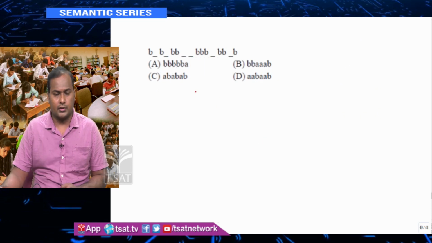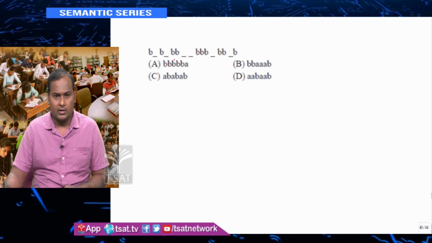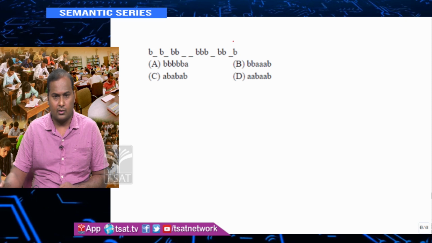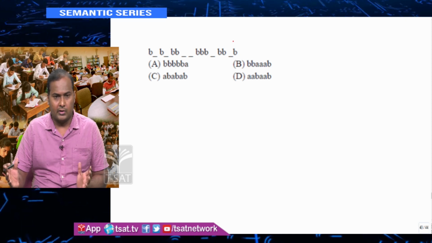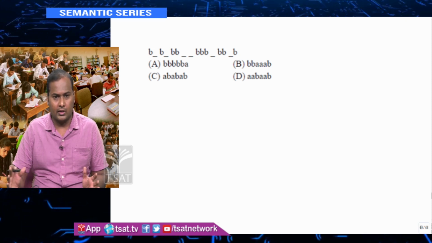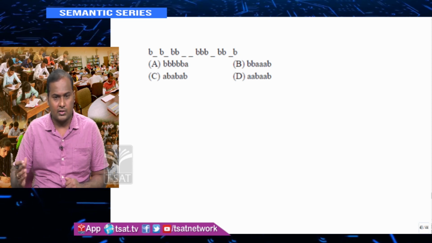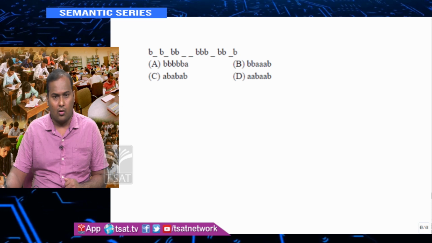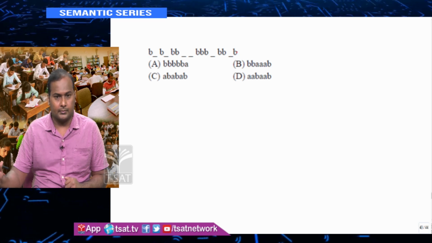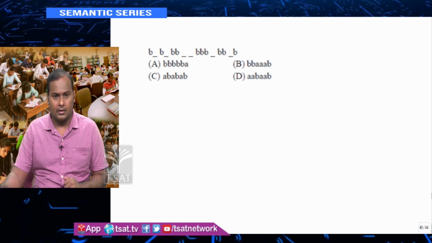See the next question. In this particular question, see the question. The moment you see it, it is a very big question. The moment you see this question in the examination, don't panic. What is the clue here? There is a clue in this particular series. The clue is that all the letters given are B.